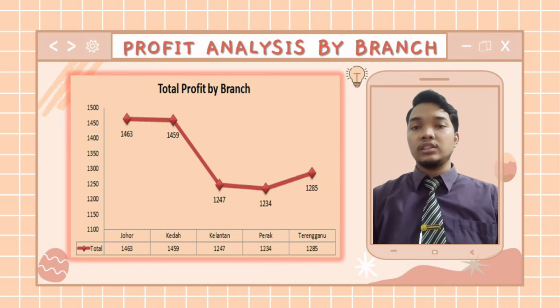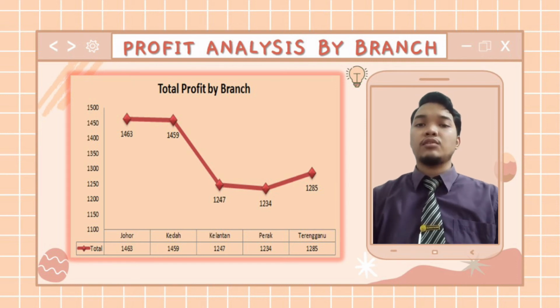Lastly, for the branch in Terengganu, their total profit is RM1,285. Their profit consistently increased in 4 months, which are February, March, October, and November. They also had the same profit for 2 months, which are April and May. They also had a consistent decrease in profit for 2 months, which are June and July.